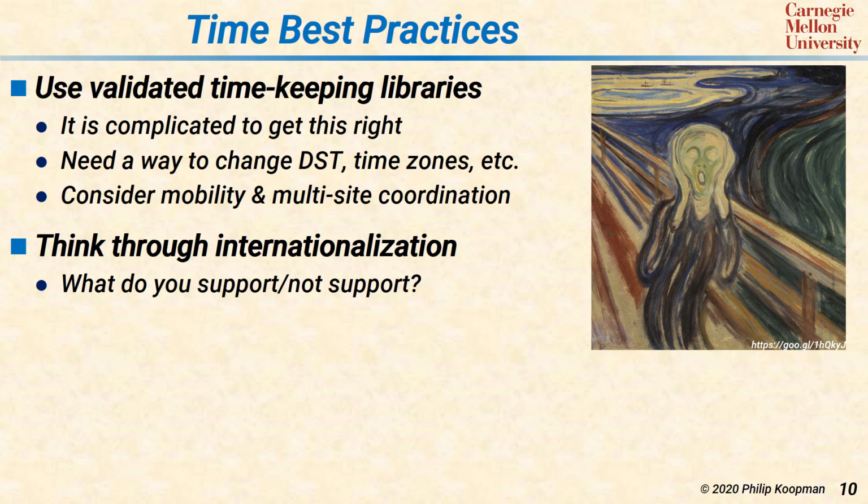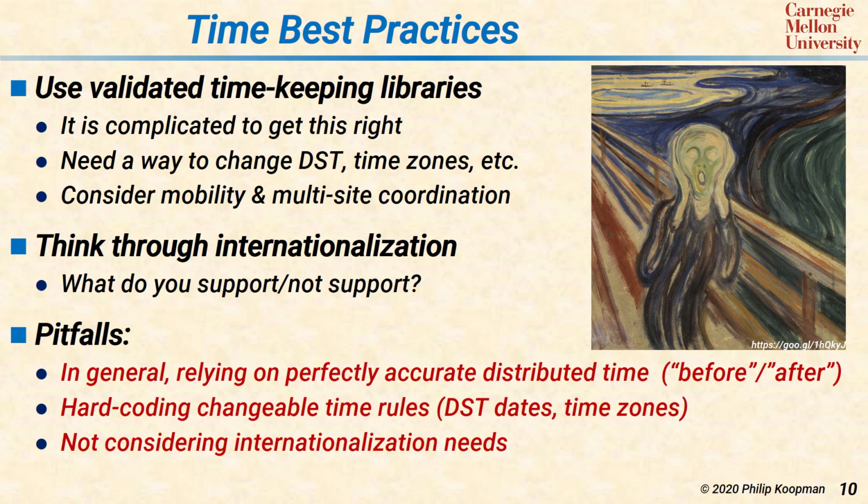The timekeeping pitfalls are plentiful, but at a high level, there's three to really worry about. The first one is, in general, you should not be relying on accurate distributed time for notions of before or after. No matter how hard you try, if two events happen at almost the same time, it may not be possible to really know which one happened first. Another pitfall is putting in hard-coded changeable time rules such as fixed daylight savings times burned into the program or time zones that are burned into the program, because that stuff changes every time a government decides to change it.